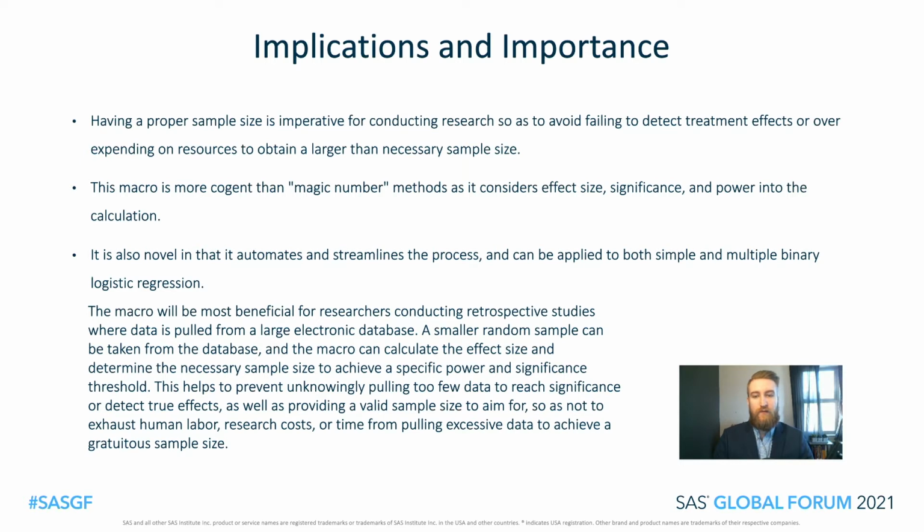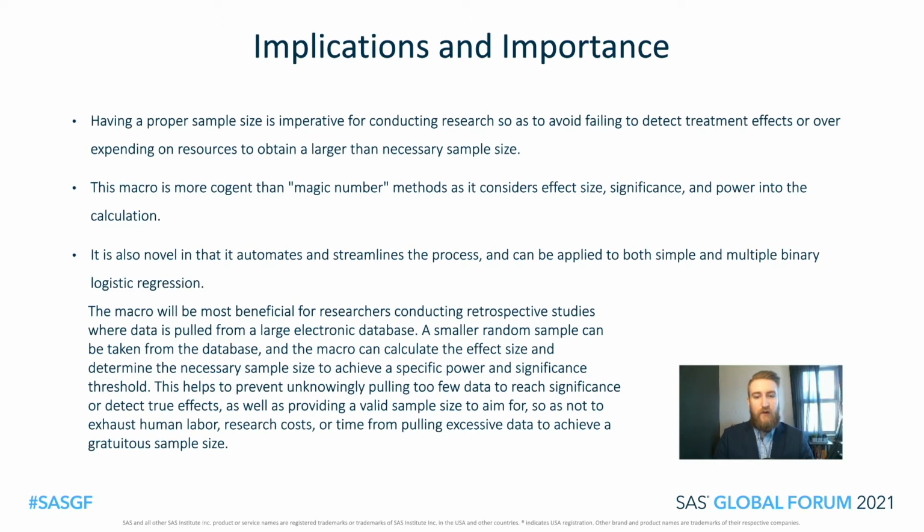It's also novel in that it automates and streamlines the process, so you don't have to do any of these calculations yourself, and it can be applied to both simple and multiple binary logistic regression, as we saw. And where this will be most useful is for researchers that are doing retrospective studies where a lot of their data is going to be pulled from large electronic databases. So what you would do is kind of like what I did in my example. You'd take a smaller random sample from the database, and from there the macro can automate the calculation of the effect size and suggested necessary sample size to meet the power and significance levels that you're looking for.